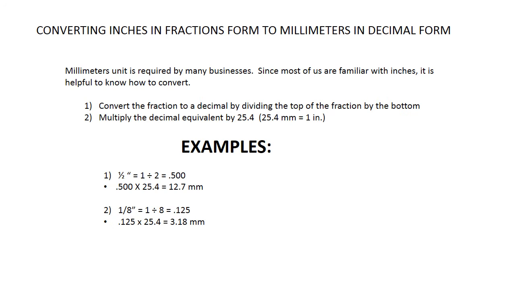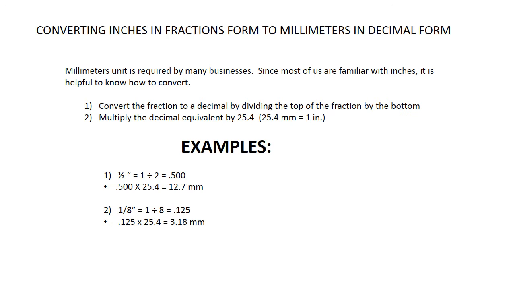Converting inches in fraction form to millimeters in decimal form. Millimeter units are required in many businesses. Since most of us are familiar with inches, it's helpful to know the conversion. Convert the fraction to a decimal by dividing the top of the fraction by the bottom. Multiply the decimal equivalent by 25.4, and 25.4 millimeters equals 1 inch.